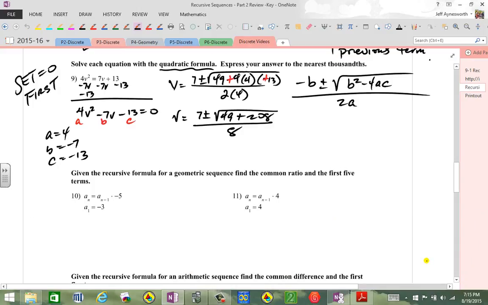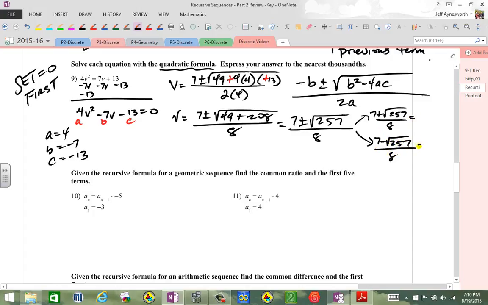Okay, sorry for the interruption there. So let's continue here. We got 7 plus the square root of 208 plus 49, that's 257. So the square root of 257, all divided by 8. That gives us two answers here, guys. All right, 7 plus the square root of 257 divided by 8, and also it gives us 7 minus the square root of 257 divided by 8. Should give us 2 decimals.